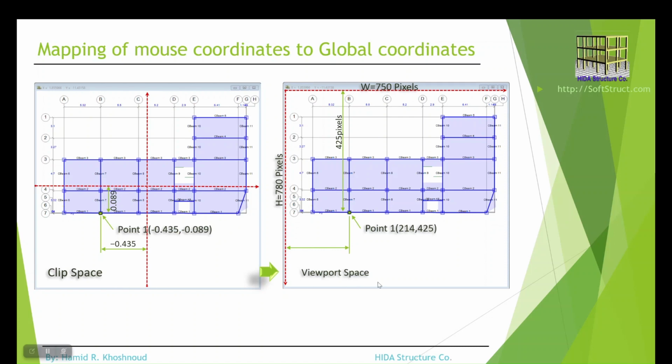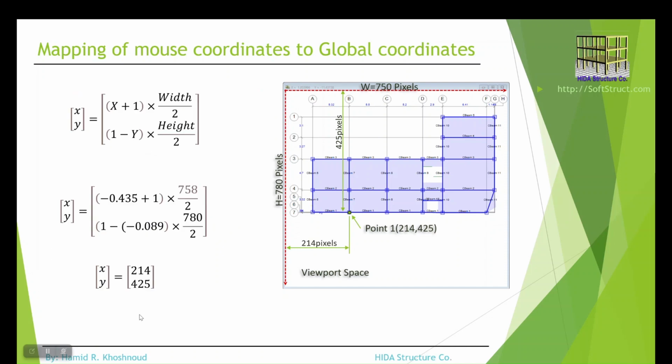In the next step, we should apply another transformation from the clip space to the viewport space. Essentially, we want to find the coordinates of points based on pixels, which is the unit of measurement for the screen or mouse. With a simple equation, we can convert the coordinates from clip space into viewport space, assuming the width and height of the form are 758 and 780 pixels respectively. The X and Y coordinates of the mouse will be 214 and 425 pixels.